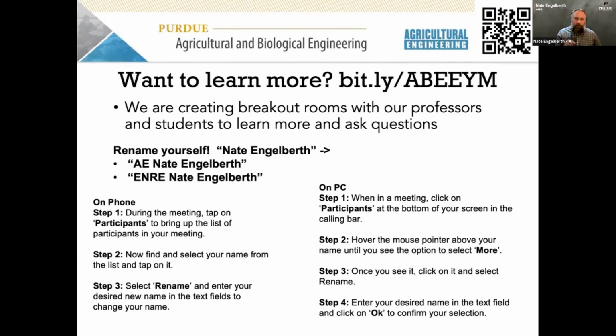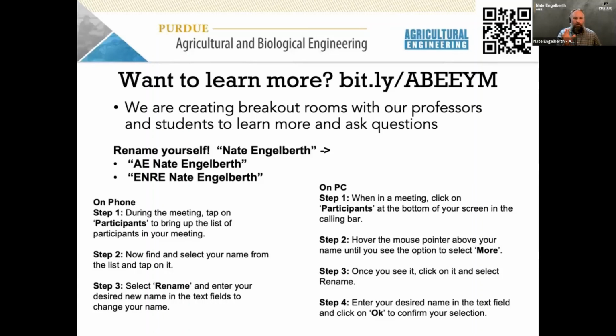Our next activity is because we have two majors here, you've heard a lot about ag engineering and environmental natural resources engineering. But to get into the specifics of classes and things like that, we're going to break you up, so to speak, into breakout rooms. So in order to facilitate that, you have a job to do here, which is to rename yourself in Zoom. You need to follow the instructions there, either if you're on Zoom on your phone or if you're on Zoom on your computer. Follow the instructions listed there and rename yourself and put AE in front of your name or ENRE in front of your name. We're going to give you a minute or two to do that.